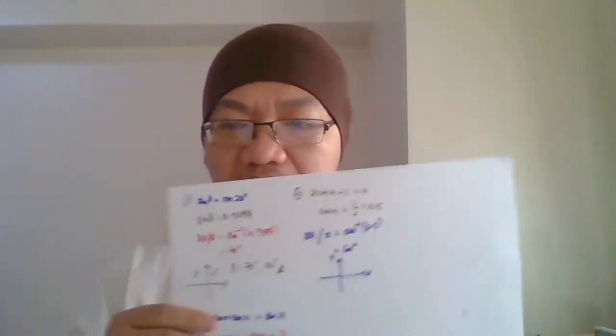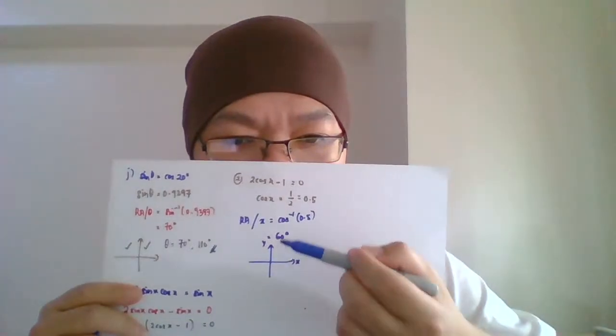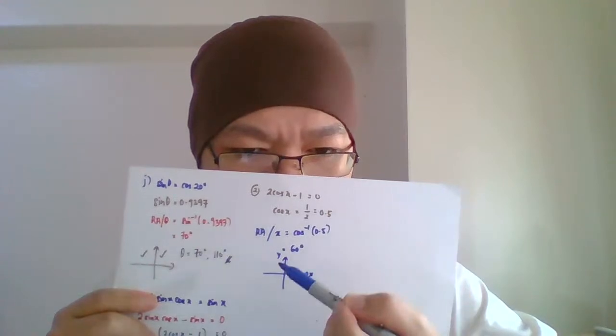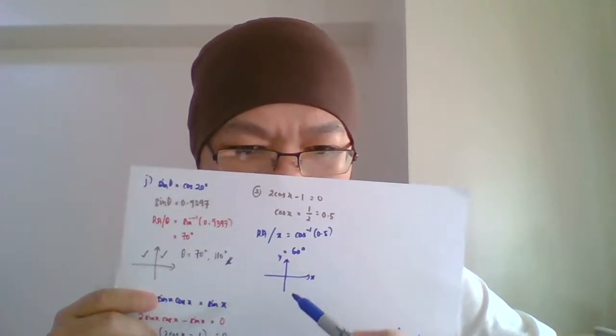And as usual, draw the diagram, sketch the quadrant. Which quadrant will give us a positive cos value? Cos x equals positive 0.5. So of course, first quadrant and fourth quadrant. Therefore, the final answer: x equals, first quadrant is 60 degree, refer to your RA, and the fourth quadrant is 360 minus 60 equals 300 degree.